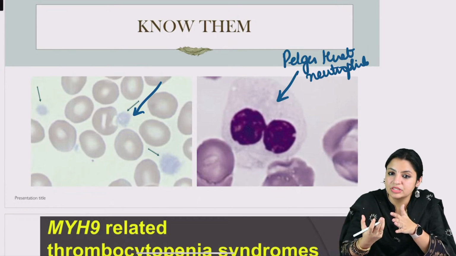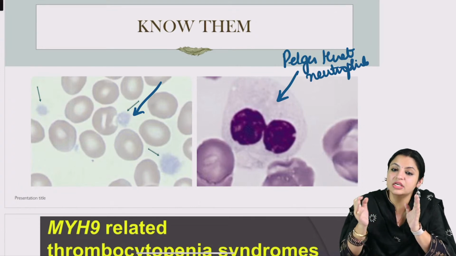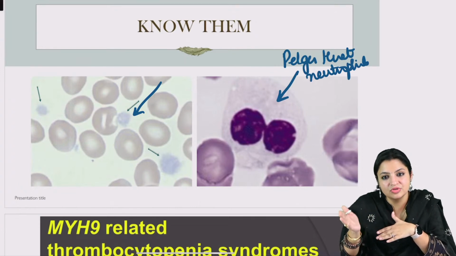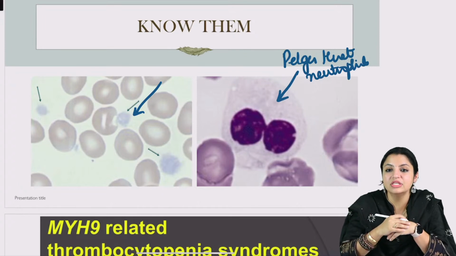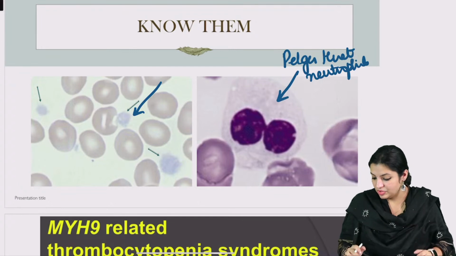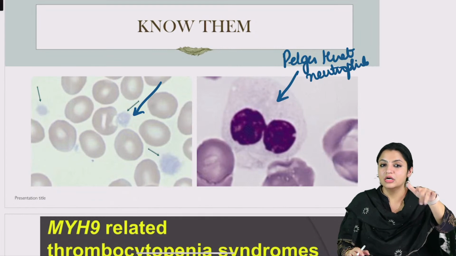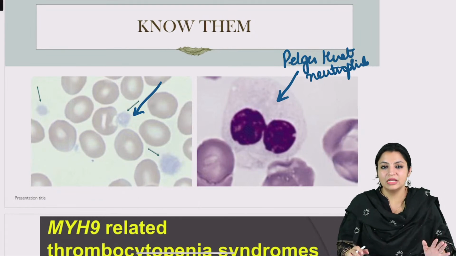which is used for a lot of purposes. If you look at the 5-part Coulter, it can separate the neutrophils, eosinophils, basophils on the basis of fluorescence. Even the reticulocytes are picked up on the retic channel. So that is the principle of the Coulter. Apart from that, I've just shown you gray platelet syndrome and Pelger-Huet neutrophils.